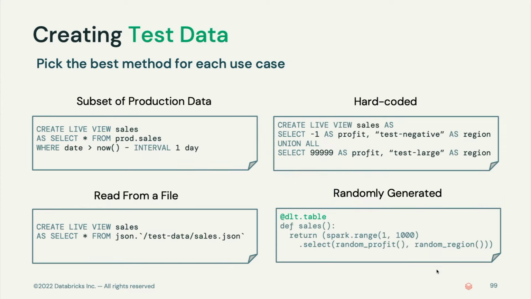And there's a whole bunch of cool ways you can create test data inside of DLT to speed up development and testing. You can use this subset trick where you just filter out a time period. You can read hard-coded examples from JSON if there are specific pathological inputs you want to deal with. You don't even have to create JSON. You can actually just hard-code those values into a SQL view. So in this example, I have two pathological examples. Do I handle the negative profit case? Do I handle the very large profit case? Do the right things happen? Or if you want to test the scale of your pipeline, you can randomly generate data using Python.